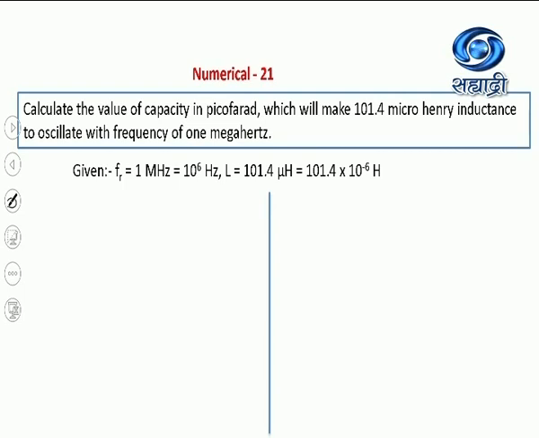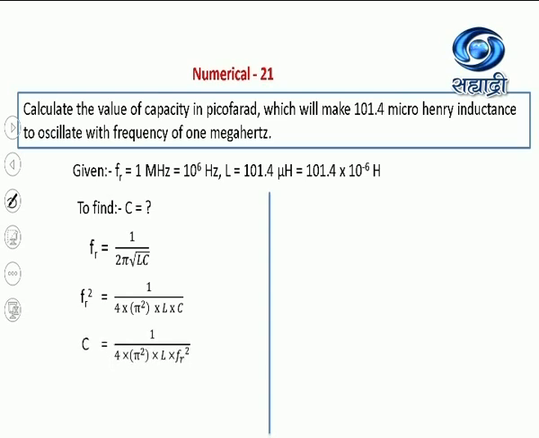Self-inductance is 101.4 microhenry, that is 101.4 into 10 to the power minus 6 Henry. You can convert it to 1.014 into 10 to the power minus 4 Henry. And here we have to find out capacitance. Now resonant frequency is 1 upon 2 pi root of LC. Squaring we get FR square is 1 upon 4 into pi square into L into C. So capacitance from this will be 1 upon 4 pi square into L into FR square. Let us substitute.